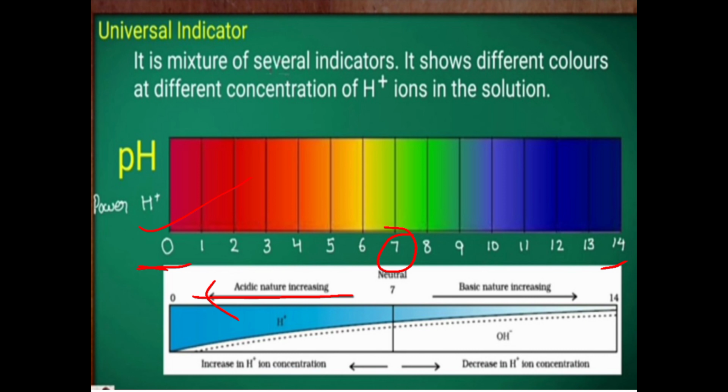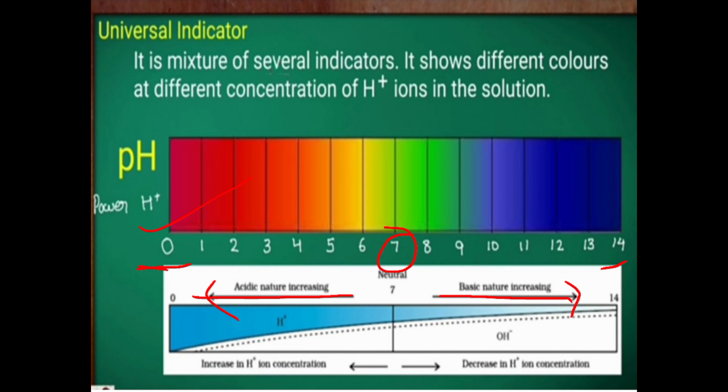As the pH increases from 7 to 14, it represents an increase in OH minus ion concentration in the solution, that is, an increase in the strength of alkali. Generally, paper impregnated with the universal indicator is used for measuring pH.